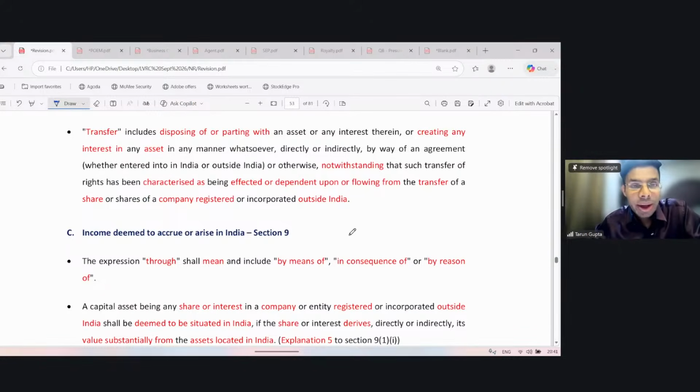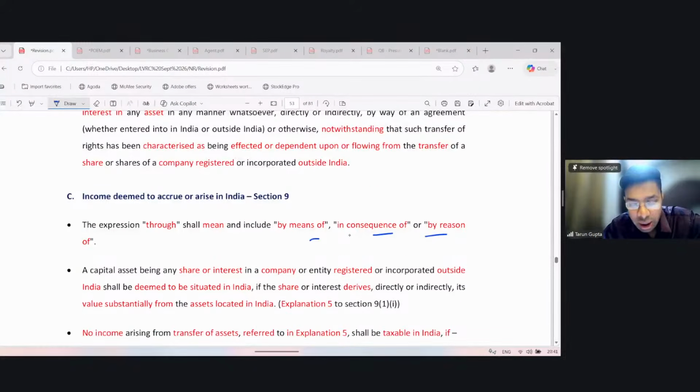Section 9. The expression "through" shall mean and include by means of, in consequence of, or by reason of. So the meaning of "through" has been given in a very wide form. Now it says a capital asset being any share or interest in a company or entity registered or incorporated outside India shall be deemed to be situated in India if the share or interest derives directly or indirectly its value substantially from the assets located in India.